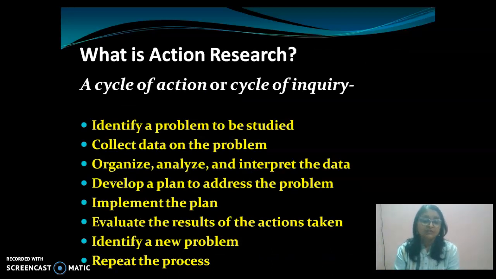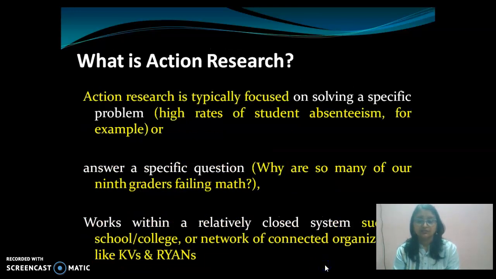And what are the process or steps of the action research? Action research is a cyclic process. Sometimes we find some problem, we try to solve it, and again we find another problem and we solve it. So these are the steps. Identify a problem to be studied, collect the data upon the problem, organize, analyze and interpret the data, develop a plan to address the problem, implement whatever finding came, and then evaluate the results of actions taken. When implemented, then evaluate whether my finding was right or wrong, whatever I implemented, that is going well or not. Then identify a new problem and repeat the process. This is the whole process of action research.